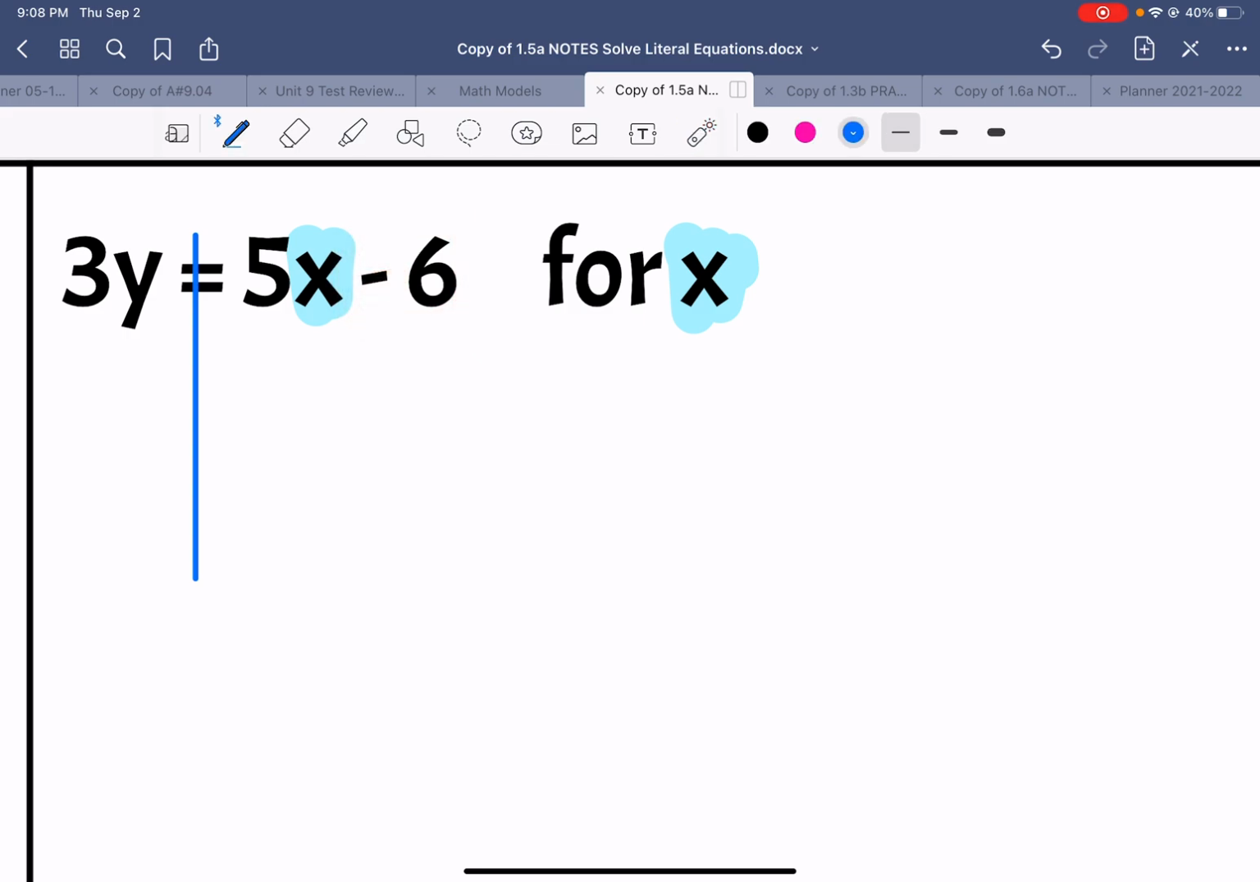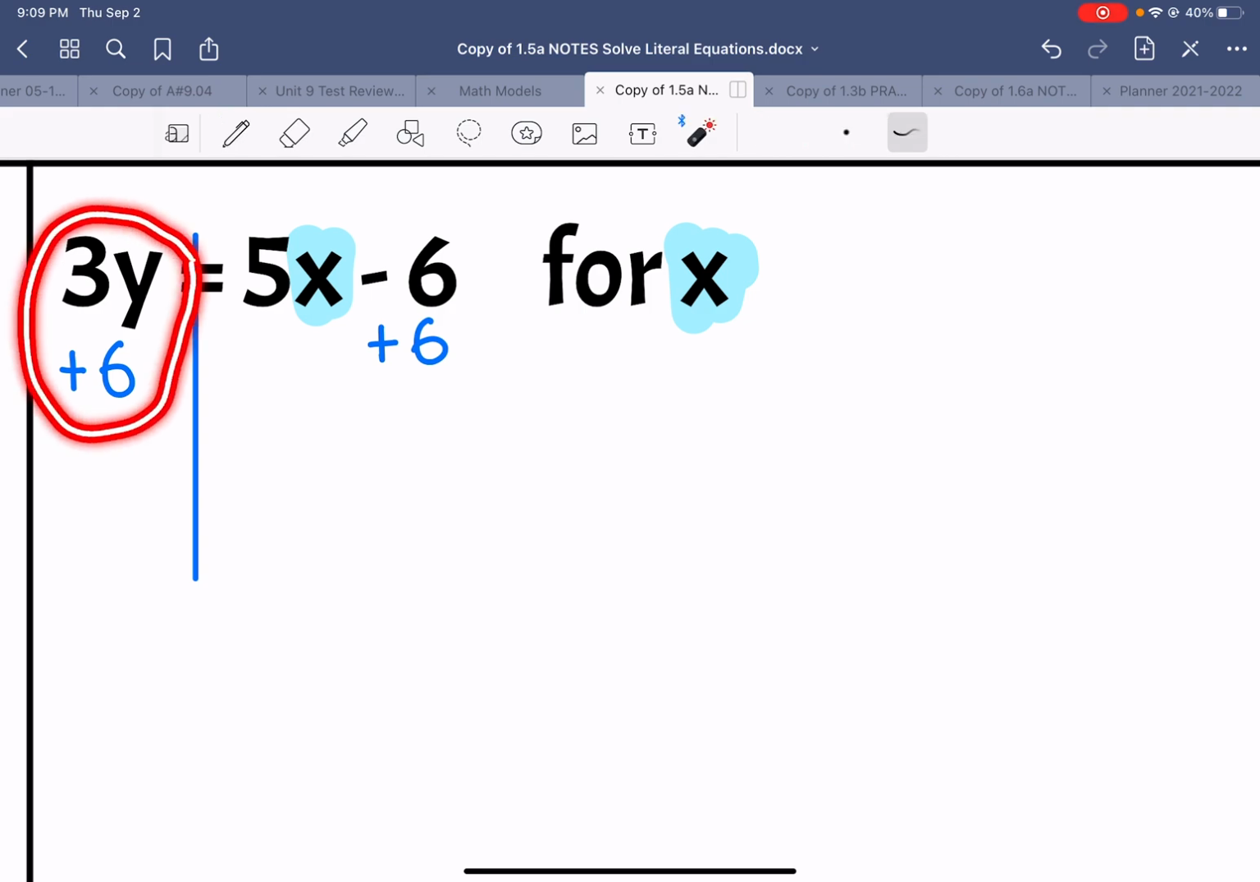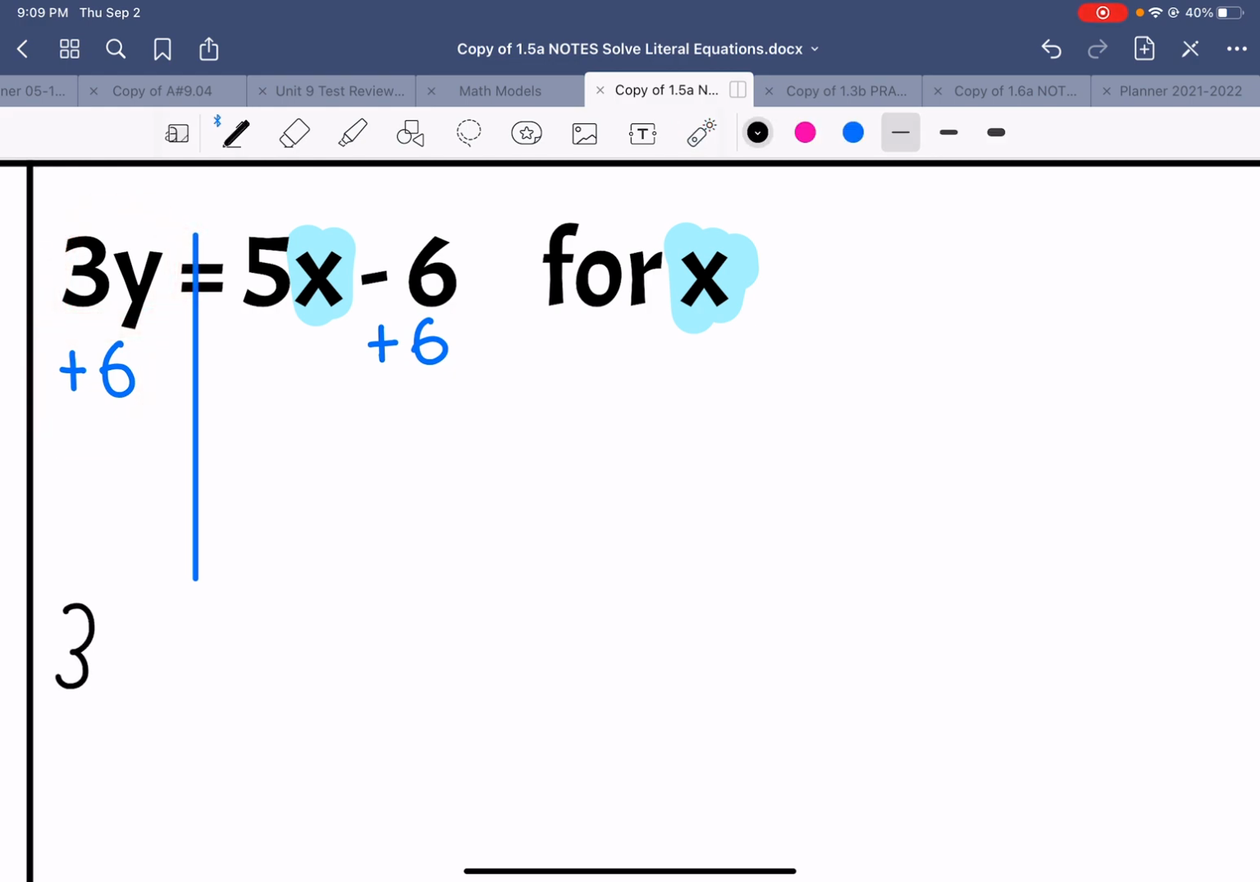In order to undo it, because I'm moving it to the left side of the equation, I'm going to have to subtract 6. Now, I cannot physically combine 3y and 6 because they're not the same variable. They're not the same term. They're not alike. So what I'm left with is 3y minus 6 equals 5x.